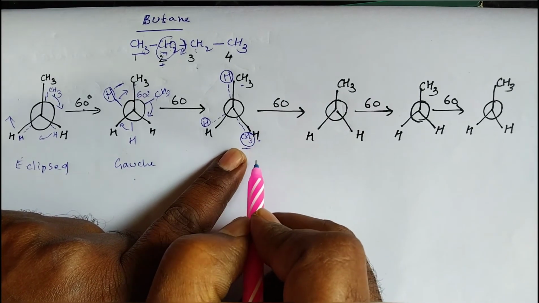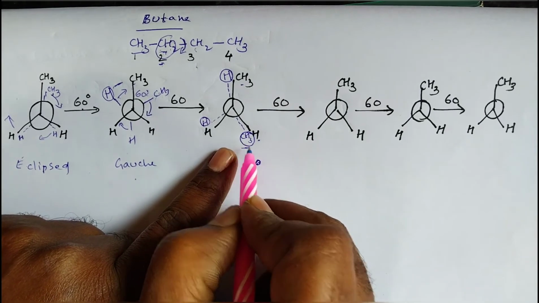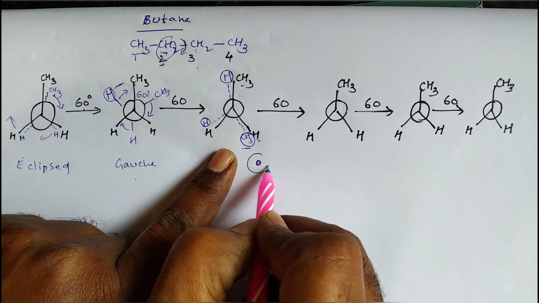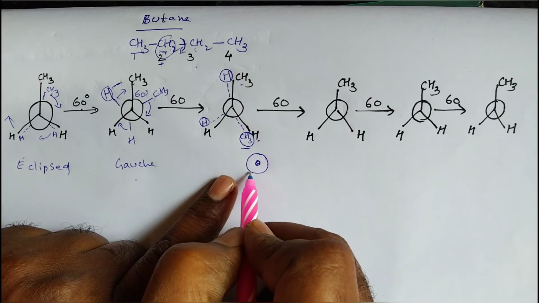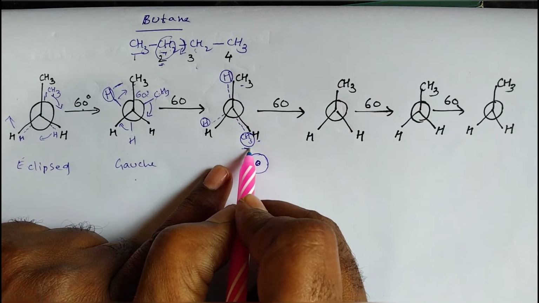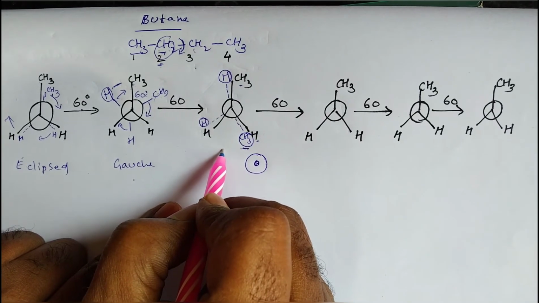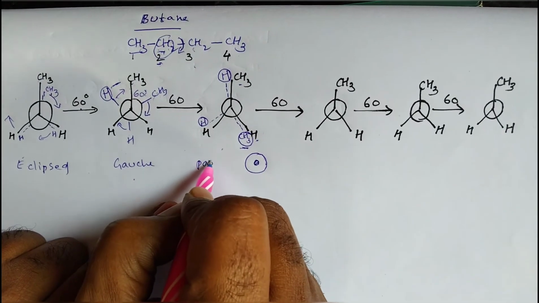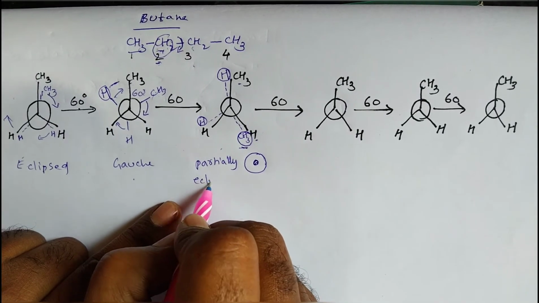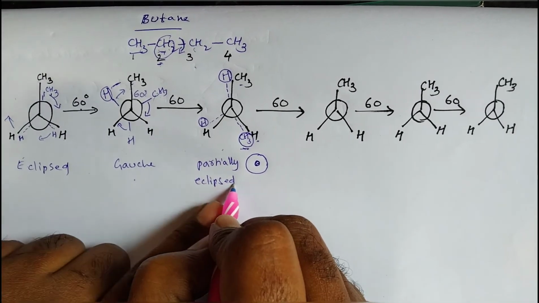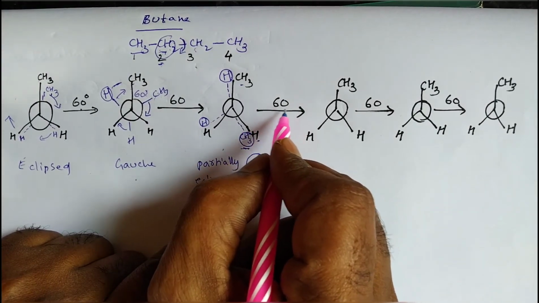The front carbon hydrogen size is small, whereas the back carbon methyl size is big. So this hydrogen atom is unable to cover the size of the methyl group due to its big size. That's why this structure is called partially eclipsed. Okay, next. So again we follow 60 degree rotations.